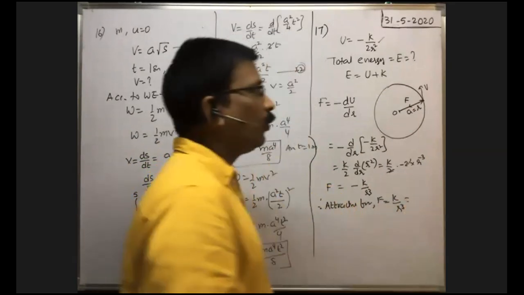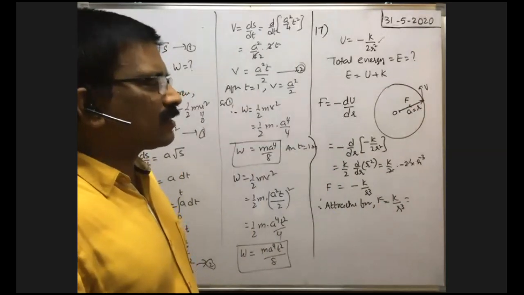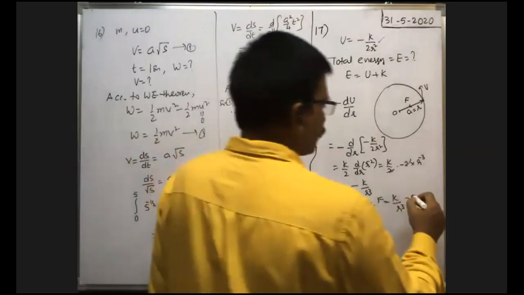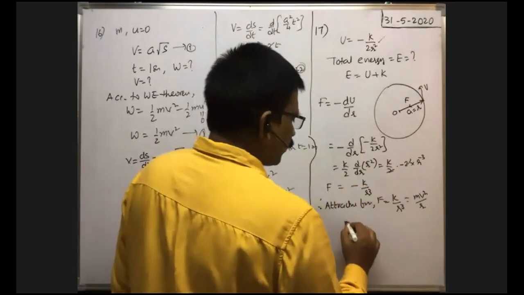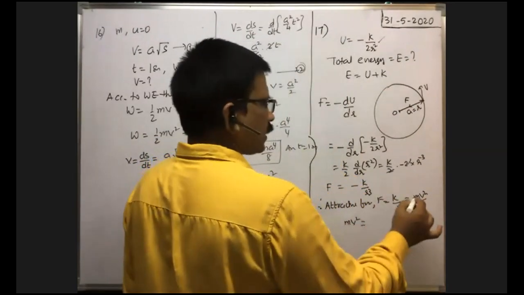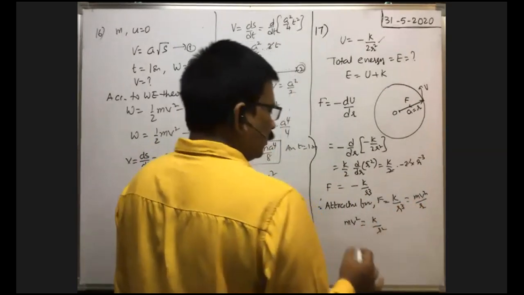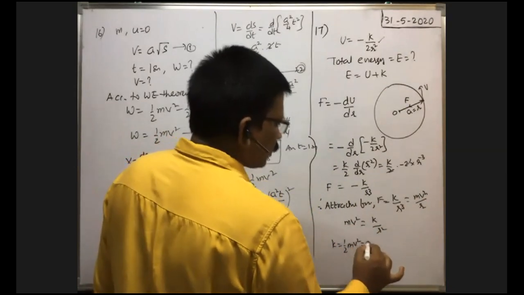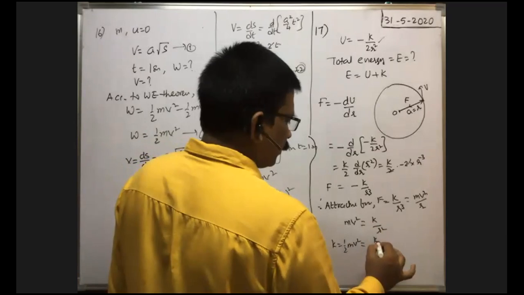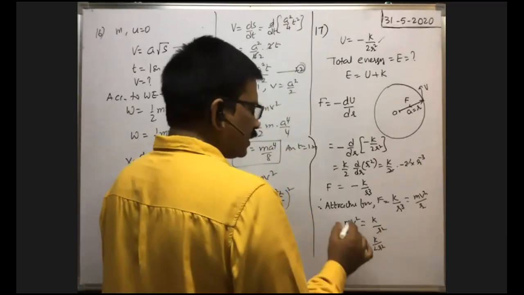But when the body moves along the circular path, the attractive force provides the necessary centripetal force. That's why this is equal to mv square by r. Therefore, one r cancels, and mv square is equal to k by r square. Therefore, kinetic energy is equal to half mv square, which is k by r square by 2. This is the kinetic energy.